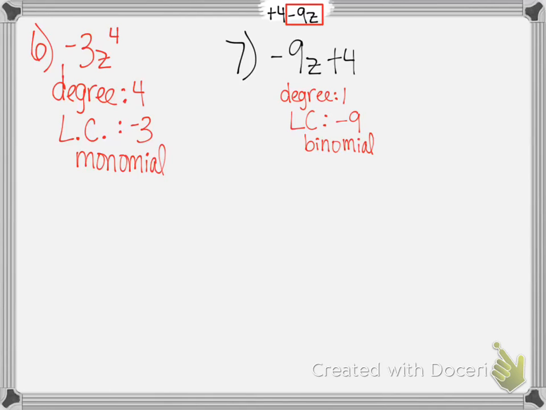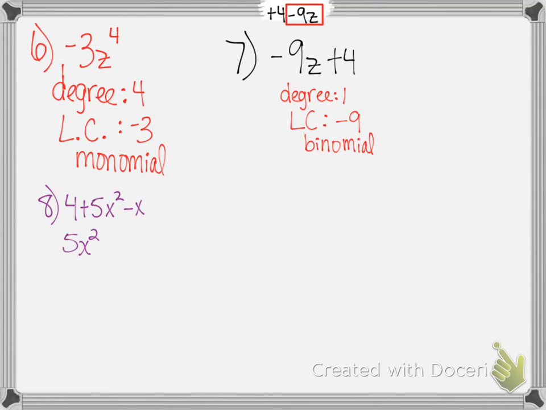Questions, concerns before we go on to number 8? 5x squared. So that is what your number 8 looks like. Is that in standard form? No. How do you know it's not in standard form? The exponents aren't in the correct order. We should always start with our highest exponent. So which term is that? 5x squared has the highest exponent, or highest degree.